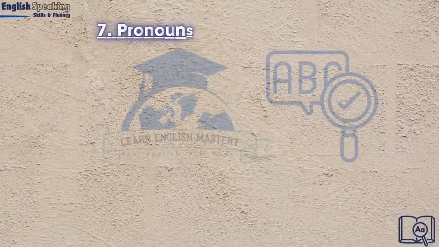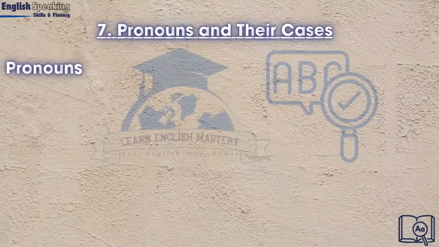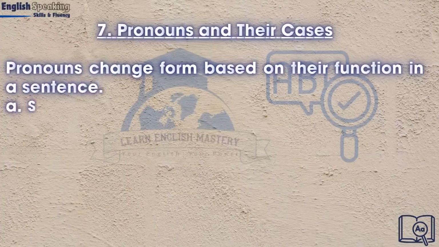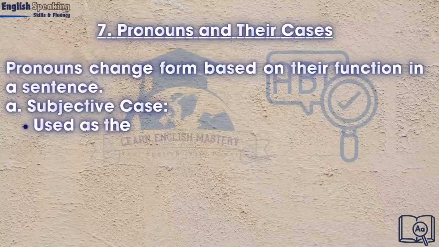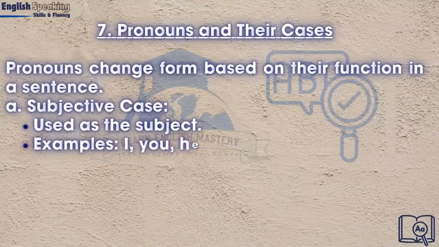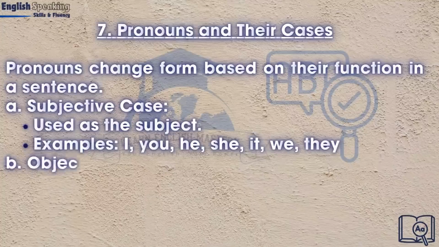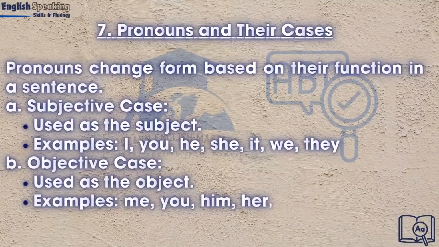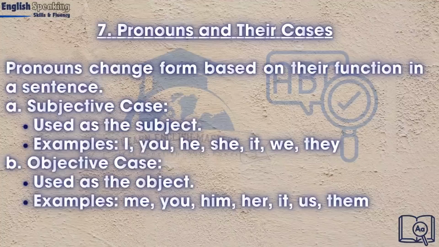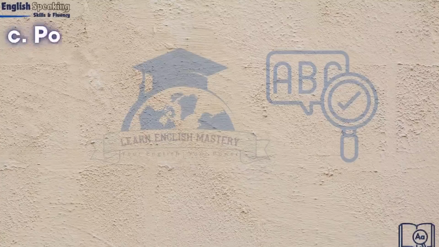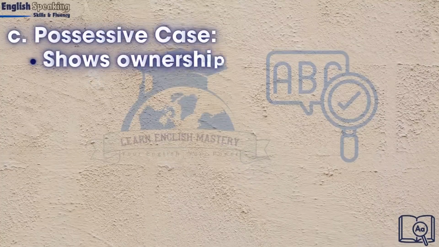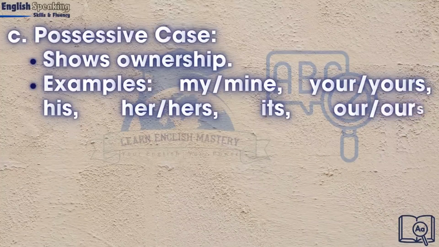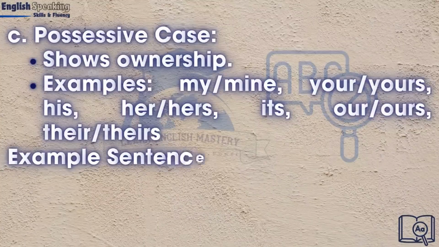7. Pronouns and their cases. Pronouns change form based on their function in a sentence. A. Subjective case, used as the subject. Examples: I, you, he, she, it, we, they. B. Objective case, used as the object. Examples: me, you, him, her, it, us, them. C. Possessive case, shows ownership. Examples: my/mine, your/yours, his, her/hers, its, our/ours, their/theirs.